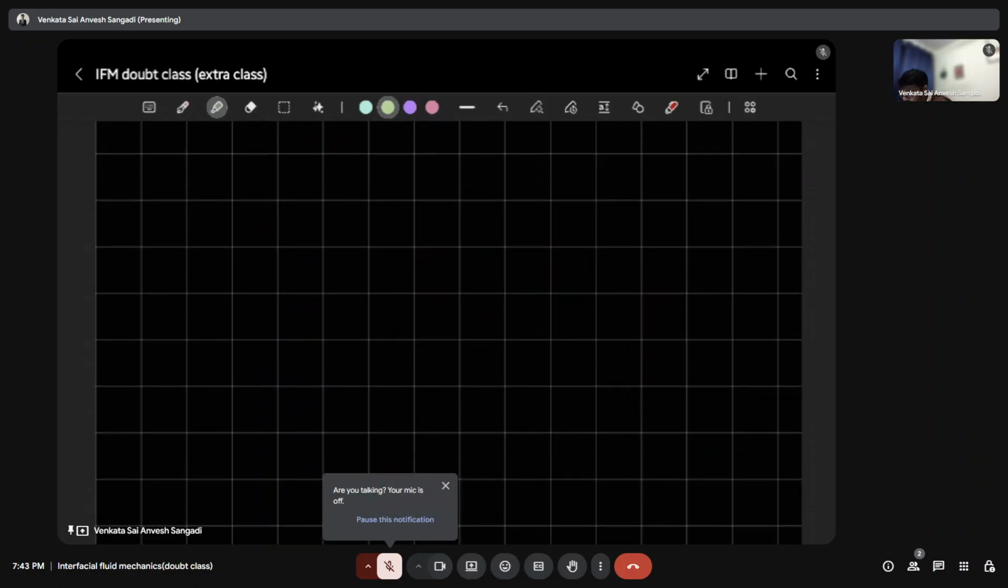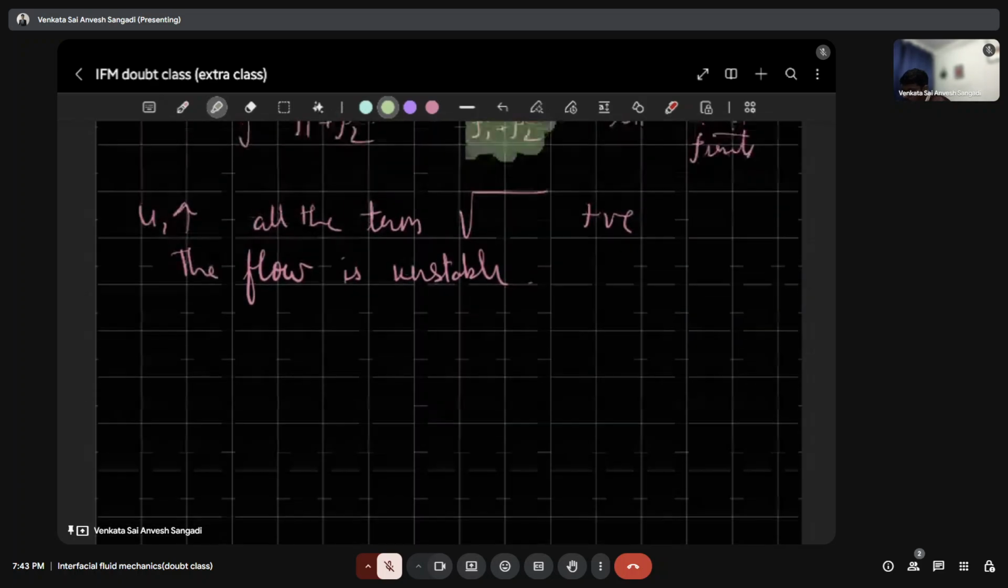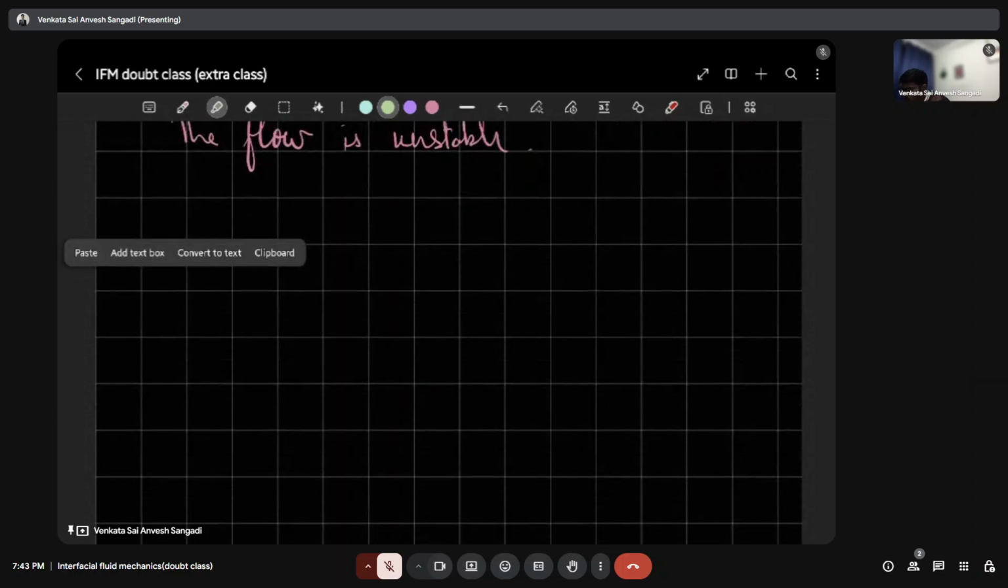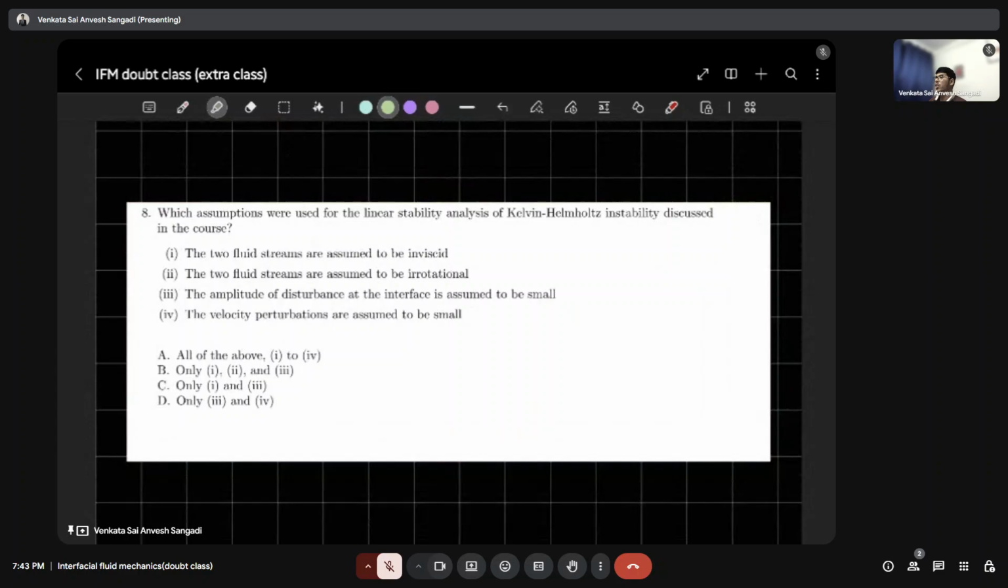And the last and final question is, which assumptions were used for the linear stability analysis of Kelvin-Helmholtz instability discussed in the course? The two fluid streams are assumed to be inviscid. The two fluid streams are assumed to be irrotational. The amplitude of disturbance at the interface is assumed to be small. The velocity perturbations are assumed to be small.